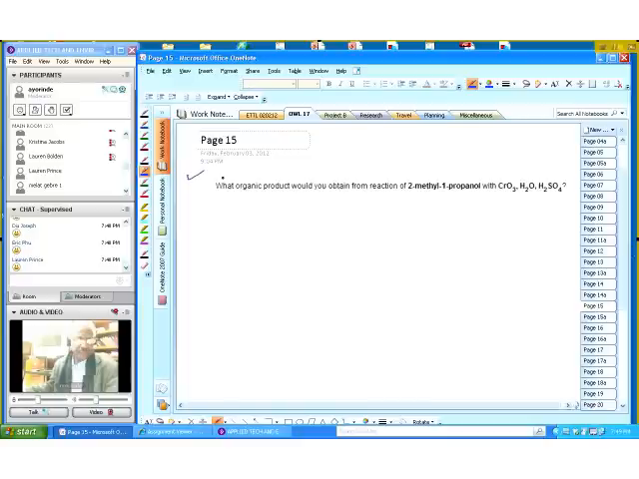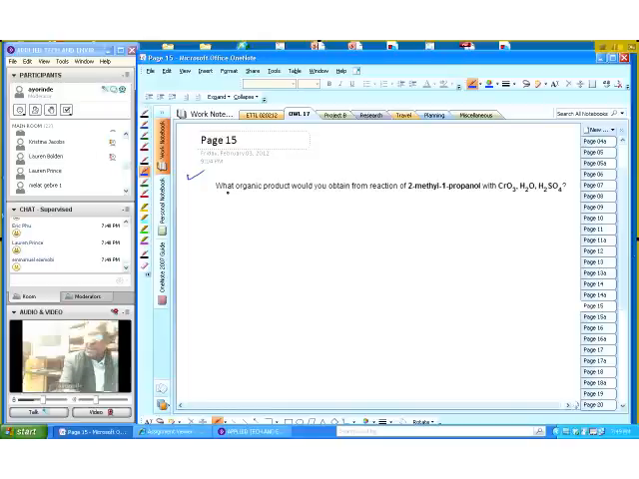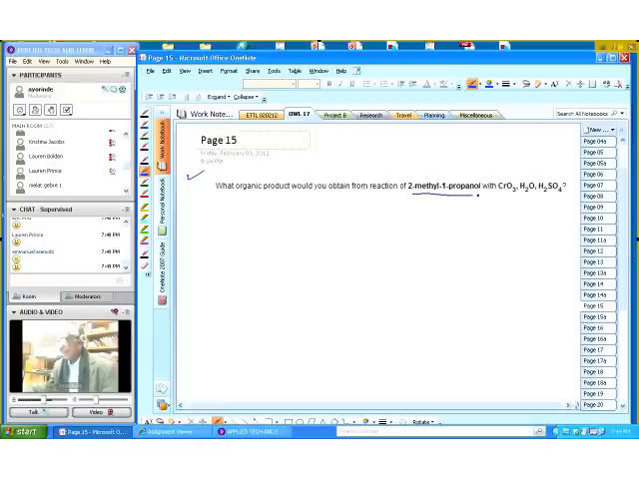Okay, Jasmine, go ahead and read this question for us. What organic product would you obtain from reaction of 2-methyl-1-propanol with CrO3, H2O, and H2SO4? Okay, very good. So what organic product would you obtain from the reaction of this molecule right here with chromic acid?